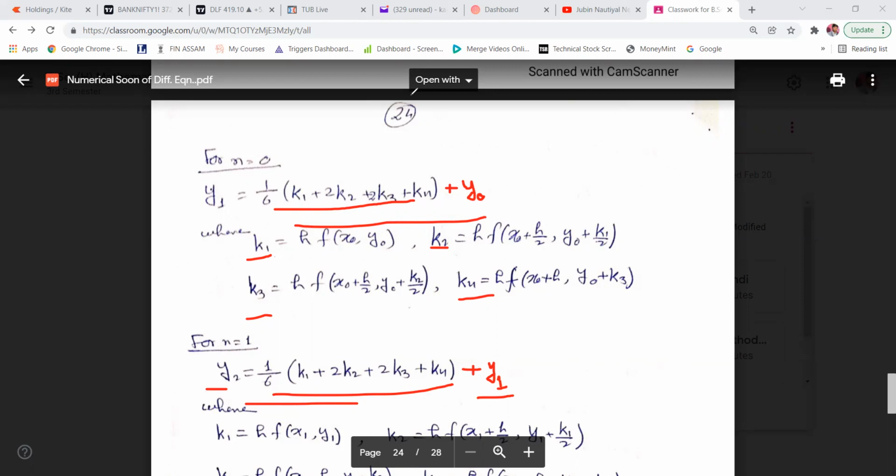Okay, so just in your study material, correct this one. It will be plus y naught here, and here it will be plus y1.